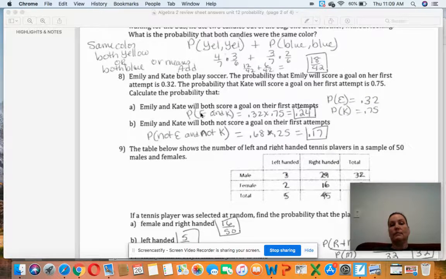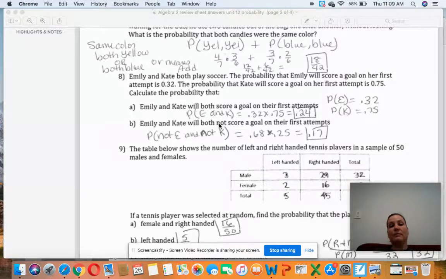That means the probability of Emily does and Kate does. Notice I'm saying "and" when I'm explaining this. So that's why I'm just multiplying those two probabilities together, 0.32 times 0.75, and that is 0.24.